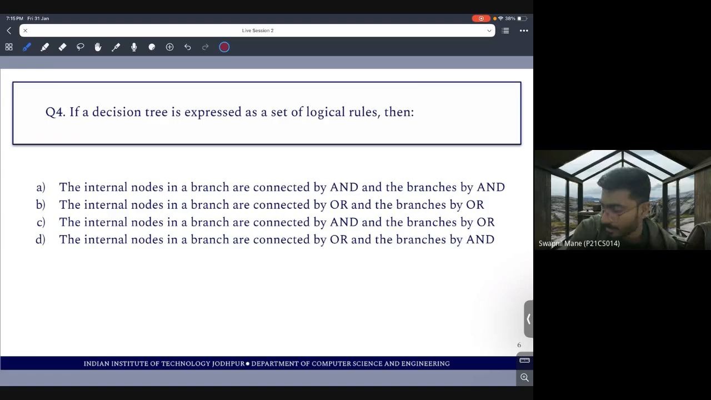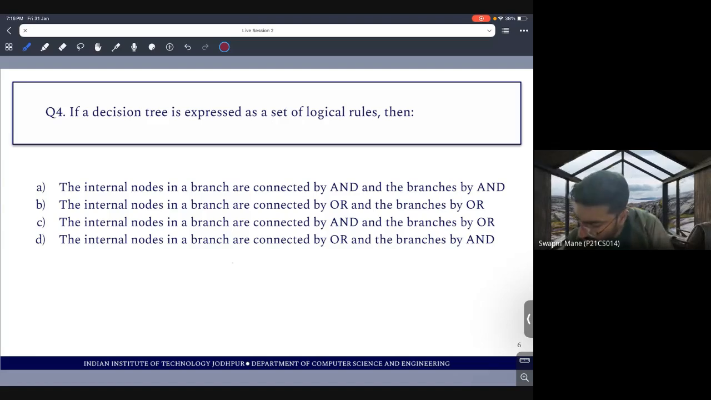Okay, let me read the question first. If a decision tree is expressed as a set of logical rules, the logical rules we have discussed, right? So how we have designed a tree, and based on this designed tree we have written the logical rules. If the internal nodes are there, then we are adding an AND, and if it goes out to another branch, then that is an OR operation. The internal nodes in a branch are connected by AND and the branches by OR, right?